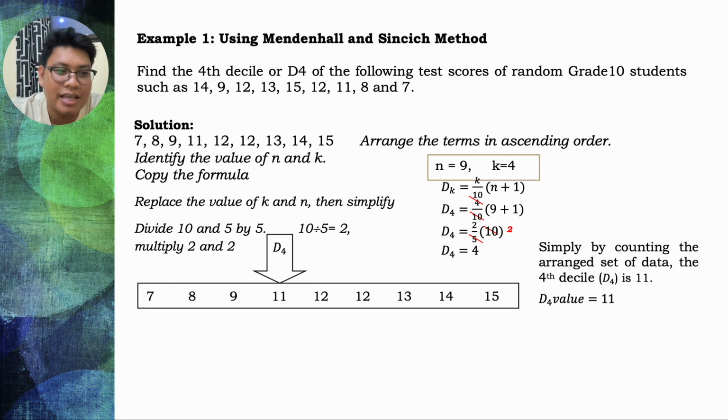Okay? Next example, since we got a whole number value here, we do not need to do interpolation. If you remember in my previous video lesson, interpolation, we only use that if the D value or the decile, quartile, or percentile value has a decimal number. If it is a whole number like 11, you answer it as it is. But if it has a decimal, we do interpolation. So, for that part, let's have another example.